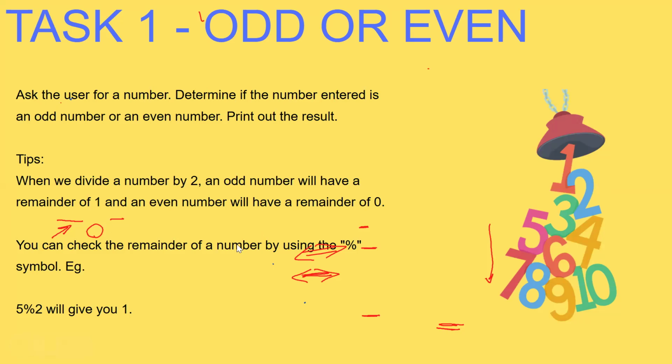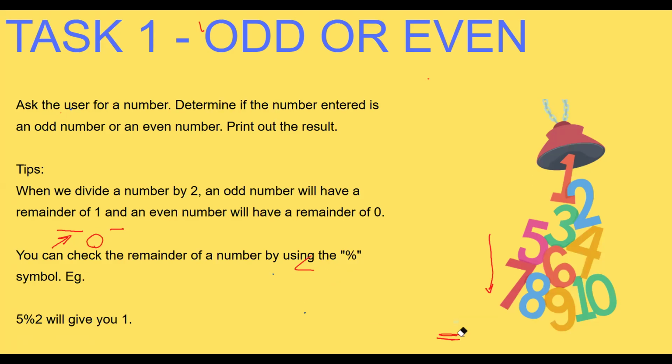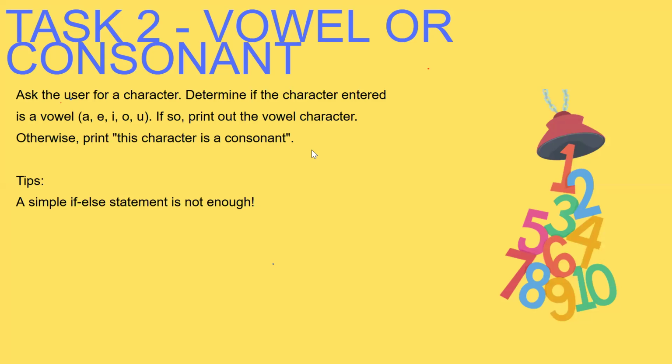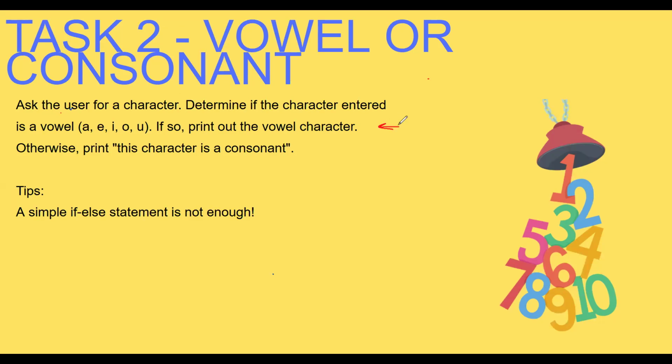Just read this and I will provide it to you as an exercise homework. Task 1: odd or even. Haven't we done this one before? Similar. Ask the user for a number. Determine if the number entered is an odd number or an even number. Print out the results. Tip: when we divide a number by two, an odd number will have a remainder of one, and an even number will have a remainder of 0. You can check the remainder of a number by using the percentage symbol, e.g., 5%2 will give you 1. Okay, task 2. I think I will give it to you as homework, and the previous task 1 also I will give to you as homework.